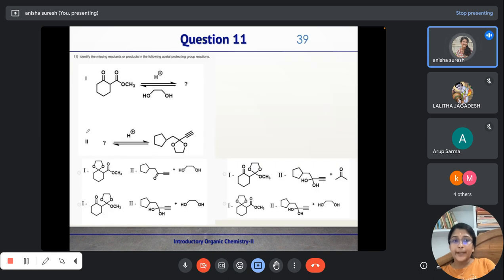Now coming to question number 11. Identify the missing reactants or products in the following acetal protecting group reaction. So here ethylene glycol is used for protection of this compound. So what will be the product that will be forming? And here they have given the product. So what will be the reactants that are used? So these are the four options. So what can be the right option?